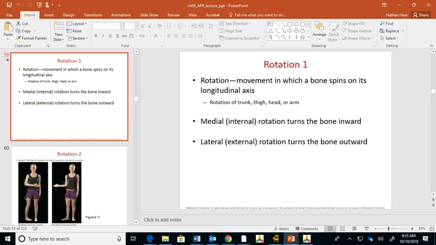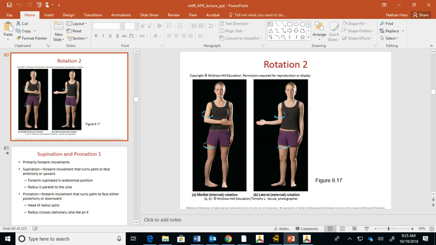You can do rotation with your hips as well. It's a little bit tougher, I'll be honest with you. If you hold on to something here, and your knee is in 90 degrees of flexion, I can turn my hip outward and inward.